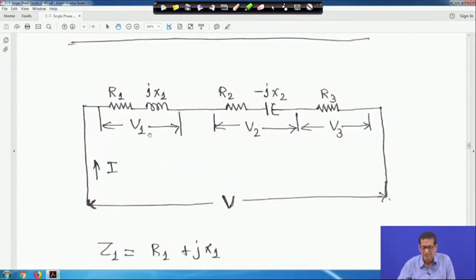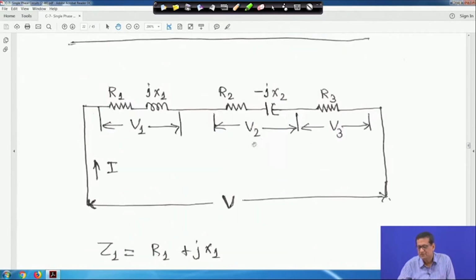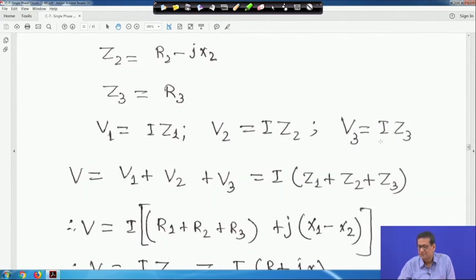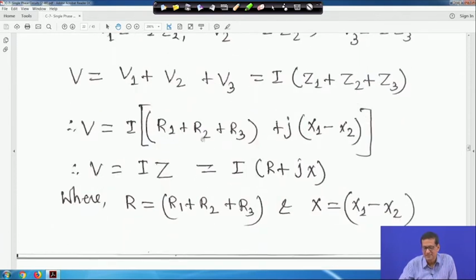So the voltage across Z1 is V1 equal to I into Z1, V2 is equal to I into Z2, and V3 is equal to I into Z3. I am not putting an arrow again and again, but these are phasor quantities. It is not like a DC algebraic sum, don't do that. It is a phasor sum, like a vector sum. So V1 plus V2 plus V3 is equal to I into Z1 plus Z2 plus Z3. You substitute all these values: Z1 is R1 plus Jx1, Z2 is R2 minus Jx2, and Z3 is R3.